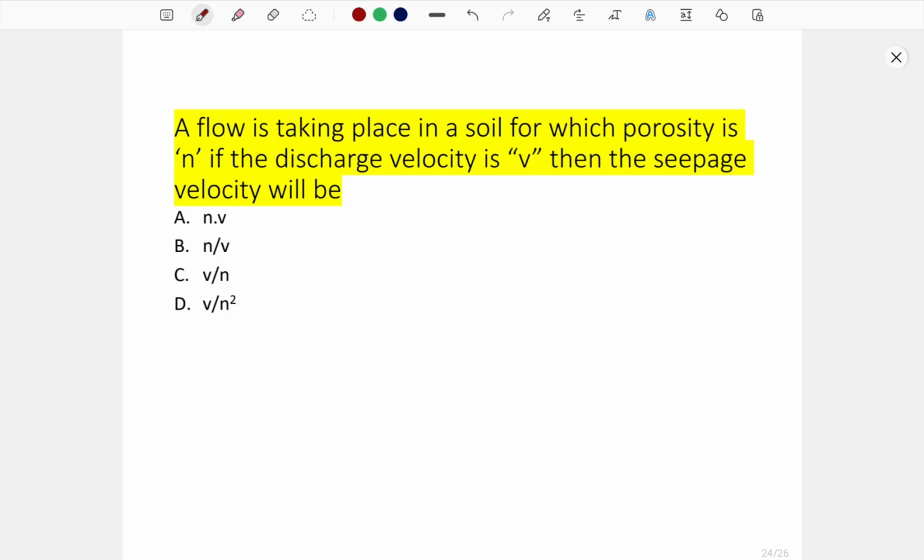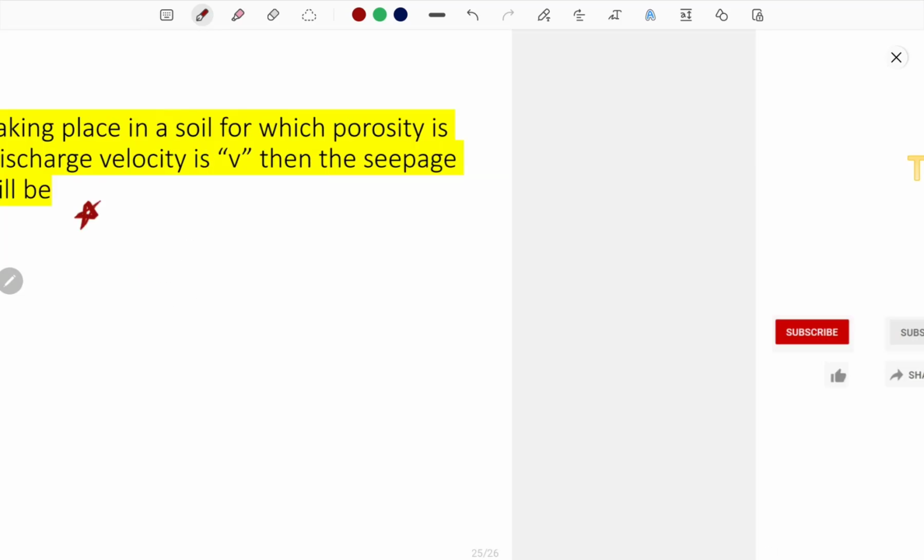A flow is taking place in a soil for which the porosity is n. If the discharge velocity is v, then the seepage velocity will be v divided by n. You must remember this. This is also an important one, and many questions are asked in this regard.